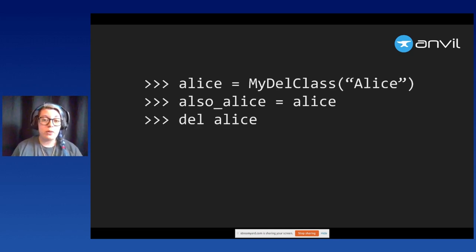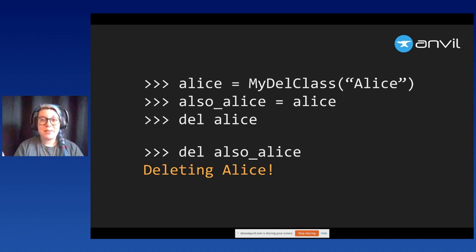Now, that isn't the only way that you can create a reference to a thing, by just instantiating and assigning it to a variable name. We can also create multiple references or pointers to the same object in memory. Here we've got Alice, and we give Alice another name, another variable, another pointer called also Alice. And then when we write del Alice, she's not deleted because there's still a living reference to Alice, also Alice. But if we delete that, finally she is deleted. So if there are references still around in your namespace to an object, it will not be deleted by reference counting.